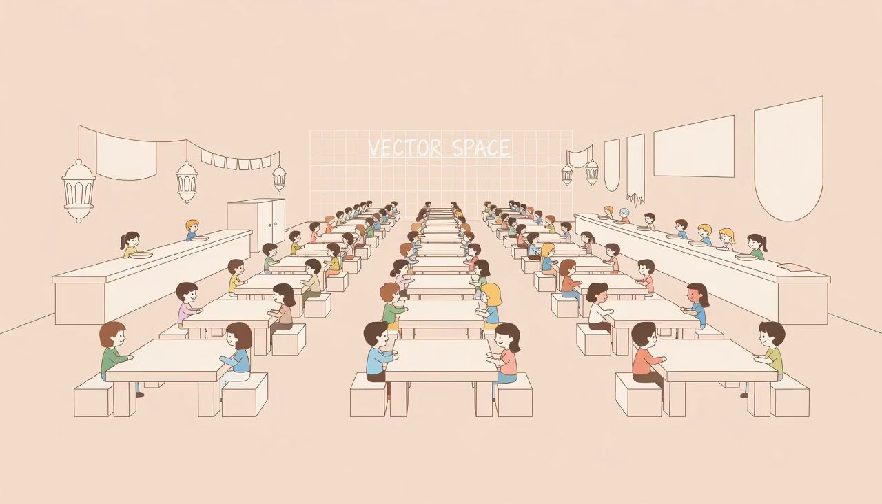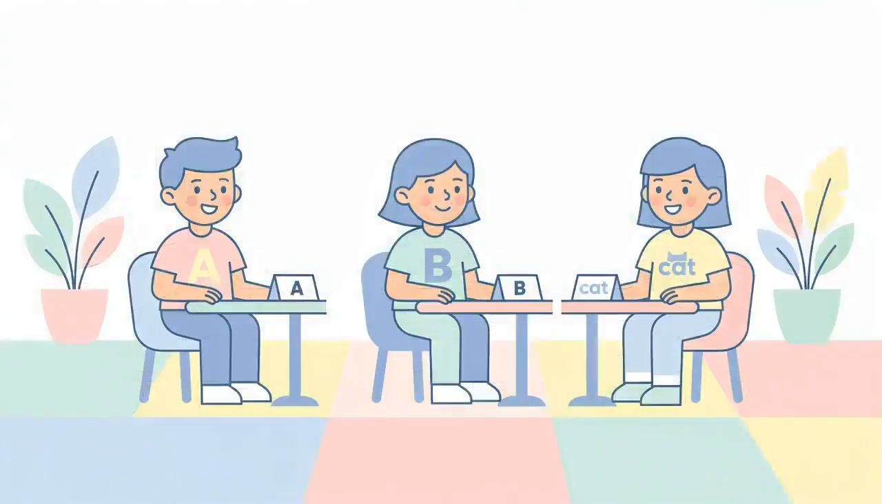The AI builds this map by watching how words appear together in real sentences. Each student represents one letter or one word. The letter A gets its own seat. The letter B gets its own seat. The word cat gets its own seat. Where they sit depends on how they are used in real life. Words that show up in similar sentences naturally end up near each other.